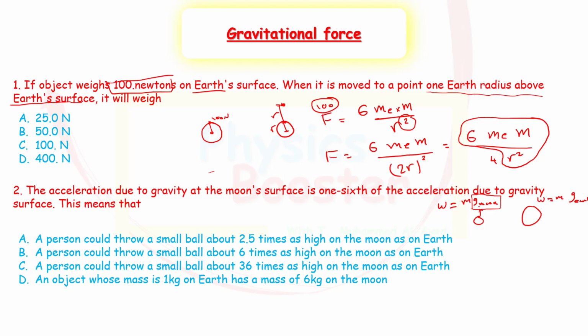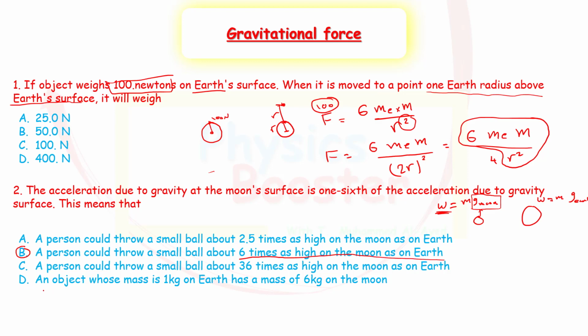Because this is equal to g of Earth divided by 6. So the weight of any object on the moon will be 6 times smaller. So if the weight is 6 times smaller, this means that the person can throw an object 6 times as high on the moon as on the Earth. Okay, what about choice D?